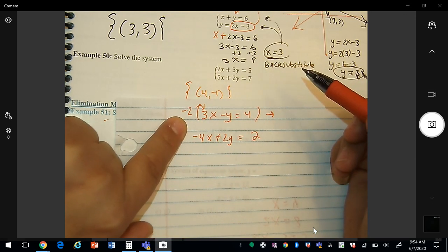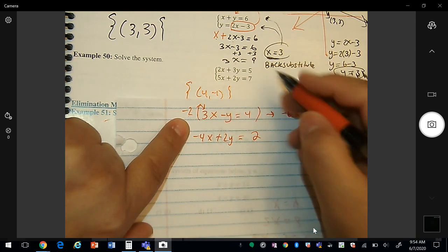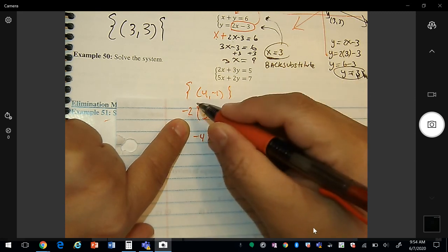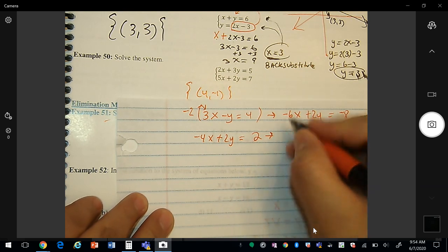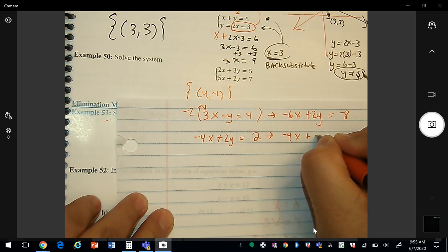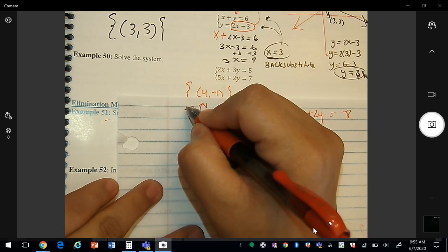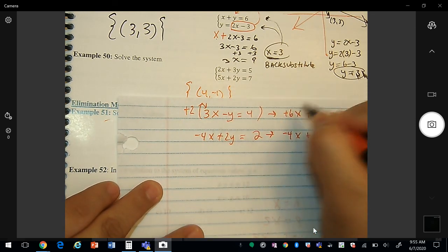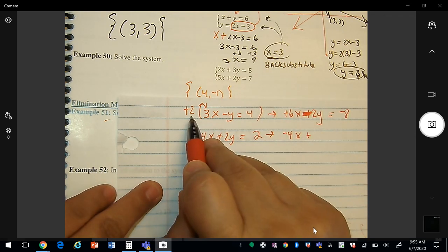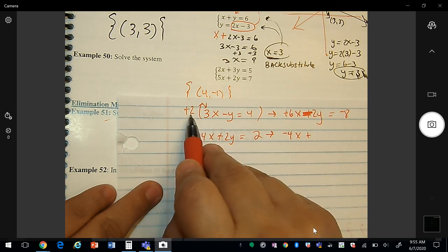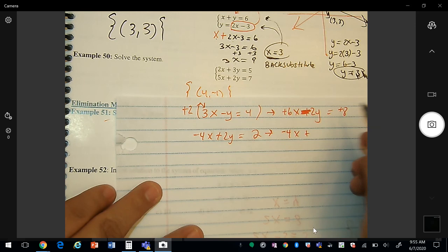So to make it a negative 2, I'm going to multiply everything here by negative 2. And so now I'm going to have negative 2 times 3, negative 6x, negative 2 times negative y, positive 2y, and negative 2 times 4 is negative 8. This equation remains the same. And actually, let's multiply by positive 2. So 2 times 3x is 6x, 2 times negative y is negative 2y, and 2 times 4 is positive 8.